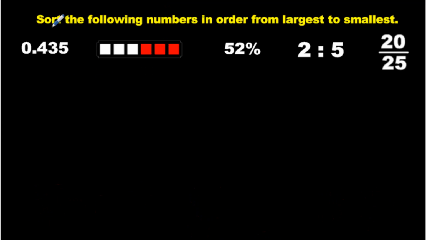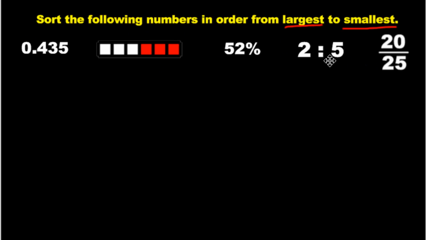The last question. Sort these numbers in order from largest to smallest. How do we do that? Okay, let's take a look at this. We need to make them all the same. You can't have decimals and pictures and percents and ratios and fractions. They all have to be the same. Either they're all fractions, all percents, all decimals, or all ratios. Personally, I find decimals to be the easiest way to go, or percents.